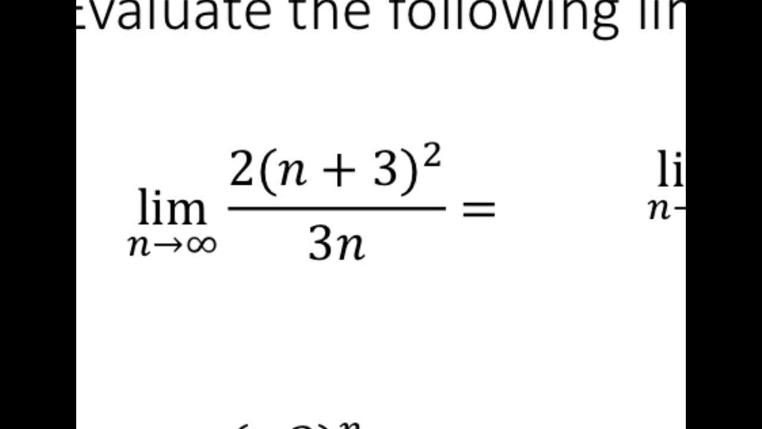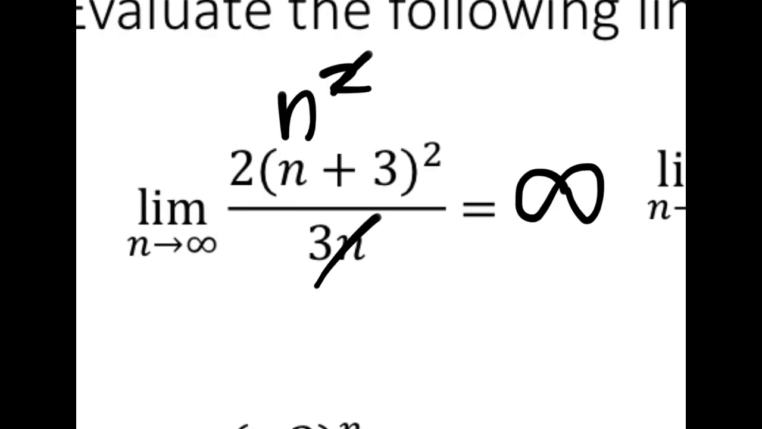What about this second one right here? As n goes to infinity, 2 times the expression n plus 3 quantity squared divided by 3n. Well, imagine what would happen if you were to expand the numerator. You would end up with an n squared term. I don't even care about any of the other terms. You're going to end up with an n squared term, which is going to cancel out with that n term. You'd be left with a factor of n in the numerator, which means this fraction is going to grow without bound. And so that limit would be infinity. Because the power of the numerator is greater than the power of the denominator, this fraction is going to infinity.